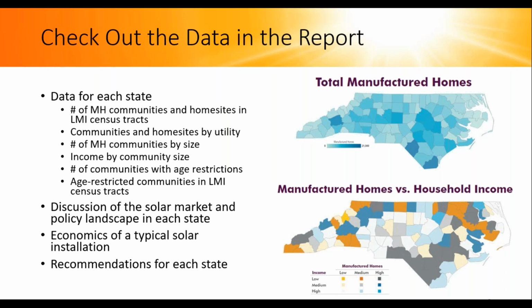In the bottom map, we compare the percentage of the houses in that county that are manufactured homes with the percentage of the houses that are low income. And the places where there are both a high percentage of manufactured homes and a high percentage of low-income residents, that's indicated in the dark gray. And like in most states, we can see that there's significant overlap, that there tend to be more manufactured homes in those counties that have low incomes.